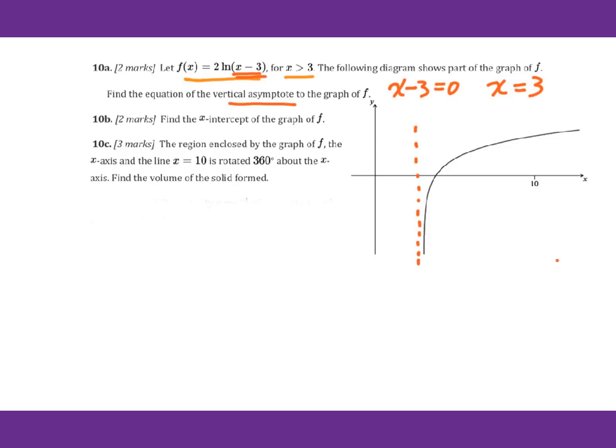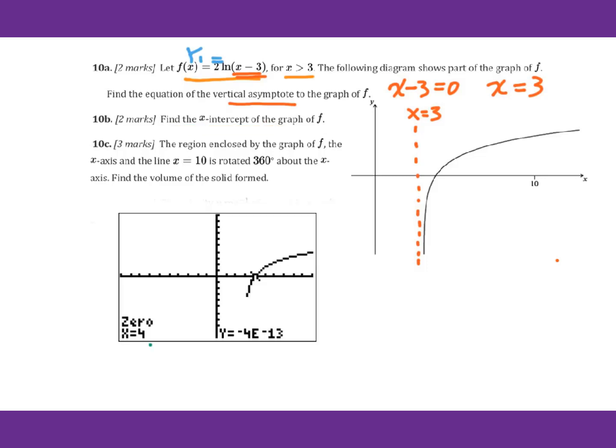It's very close to 3, but never touches this 3. For 10b, find the x-intercept of the graph of f. We will set up y1 equals this, and then find the x-intercept. We put y1 equals f of x. We can get the x-intercept, that's equal to 4. So x equals 4.